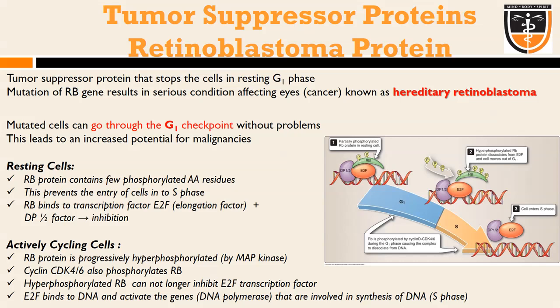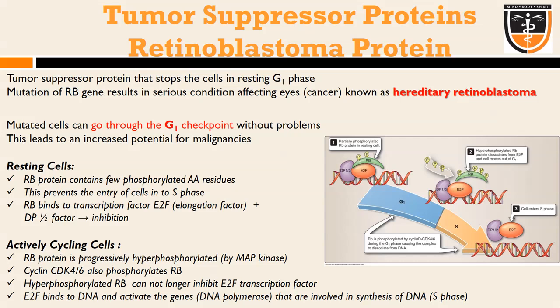How? Retinoblastoma protein will bind to transcription factor E2F, also known as elongation factor 2. So it's going to bind to the elongation factor when it's not phosphorylated and inhibit it. The elongation factor is necessary to induce transcription of DNA, okay? So retinoblastoma will bind to transcription factor E2F and the DP1/2 factor, which will lead to inhibition of the cells. They will not move.